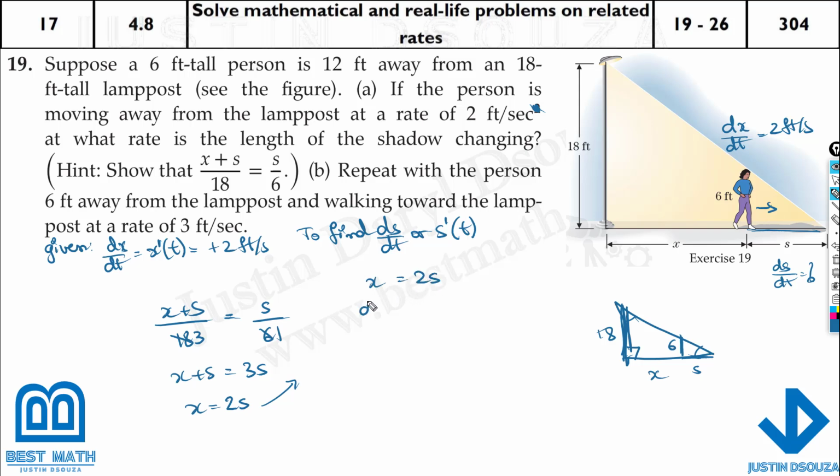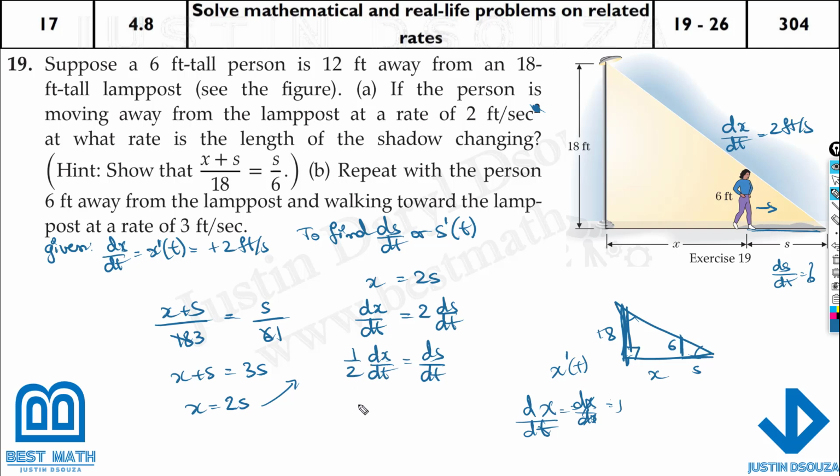Now let me differentiate this side, dx with respect to time dt. What is the derivative of x with respect to x? It will be 1. But here d by dx is not there, it's with respect to time, so we just write it like that, or x prime with respect to time. So here dx/dt is equal to 2 times ds/dt, the shadow changing. Take the 2 to the other side, it will be half of dx/dt is equal to ds/dt.